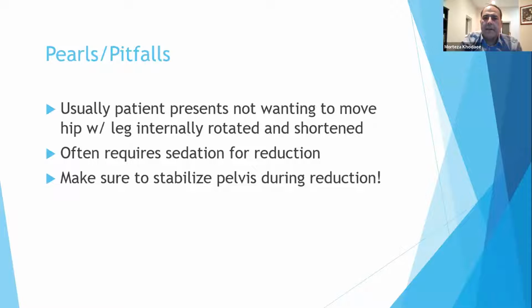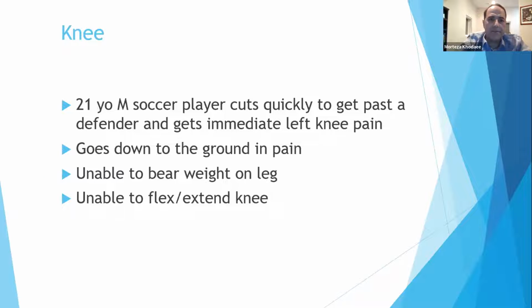And a few things is basically differentiating between posterior and anterior hip dislocation. Usually patients with posterior dislocation have an internally rotated and shortened lower extremity. As we talked about, oftentimes you need sedation for reduction. It's not easy to do it without that. And also make sure you stabilize the pelvis during the reduction, which is very, very important, because if you move both parts, it's not going to get reduced.